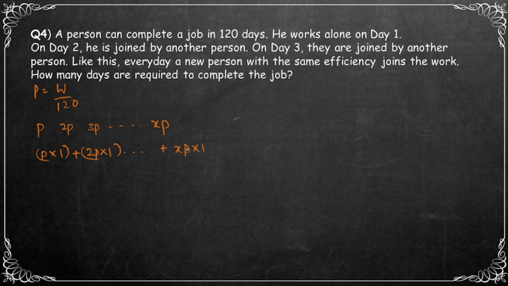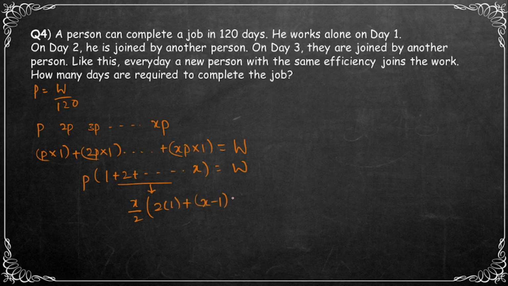X persons working for 1 day, they complete the total work. We can write this as 1 plus 2 plus until X is equal to W. This is an AP series, so the sum is given by n by 2 into 2a plus n minus 1 into d, where n is X and d is the difference, which is 1, is equal to W. So P is nothing but W by 120.